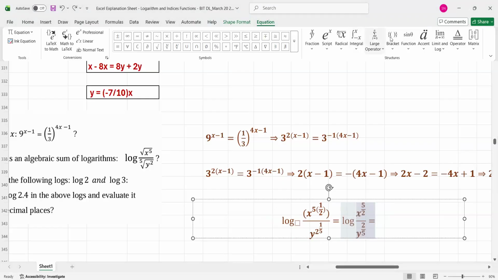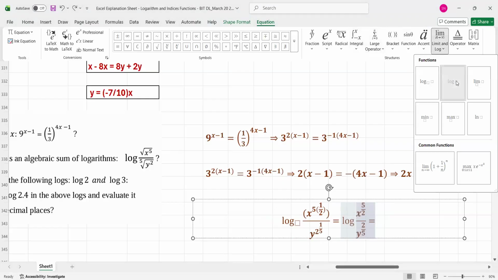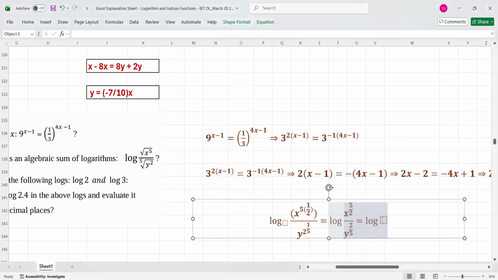Okay. So, and then we apply the power rule. The power goes to multiply. So 5 over 2 comes to multiply the numerator. That gives you log x raised to the power 5 over 2 becomes 5 over 2 log x, minus, then the 2 over 5.